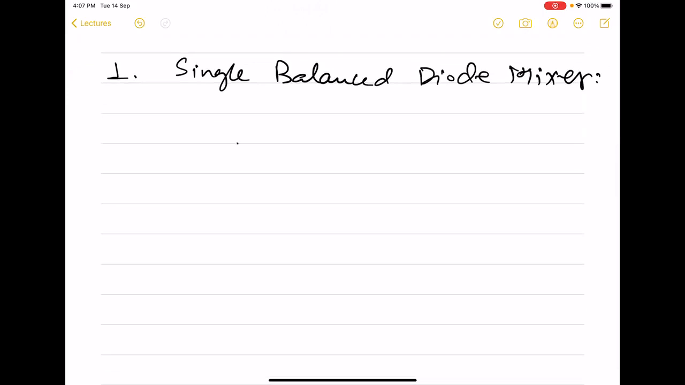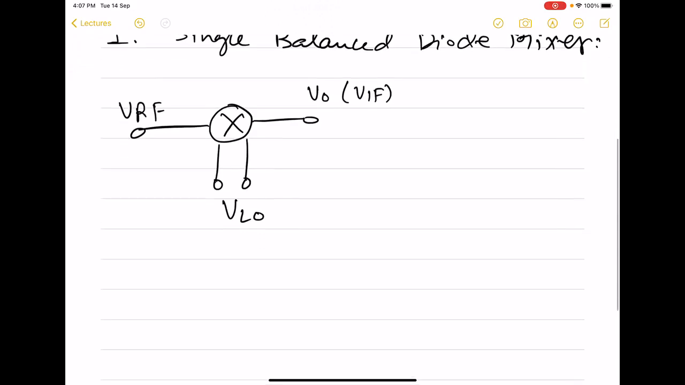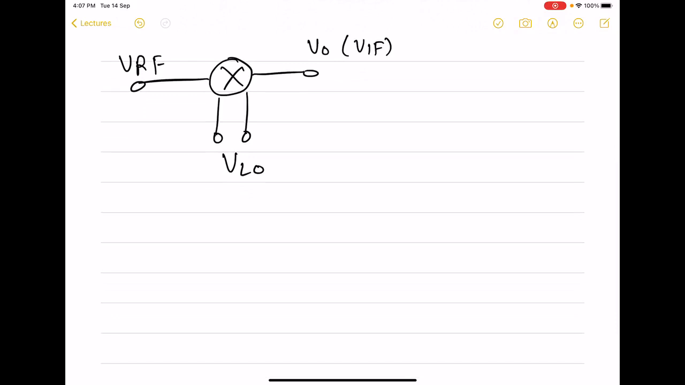In this case, only one of the ports is going to be balanced, and it is going to be the LO port. The rest of the two ports, that means the output or IF port and the RF port, are going to be single-ended. So this is the architecture of a single balanced diode mixer. Now this architecture implementation requires two diodes.